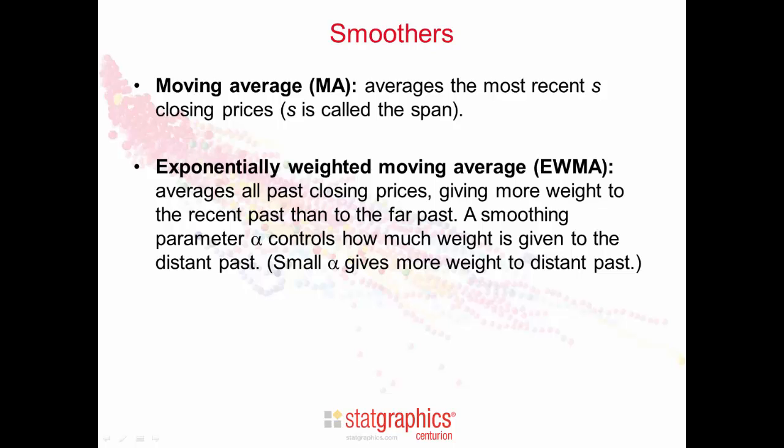The user may select a smoothing parameter alpha to control how much weight is given to the distant past compared to the recent past. A small alpha gives more weight to the distant past than does a large alpha.